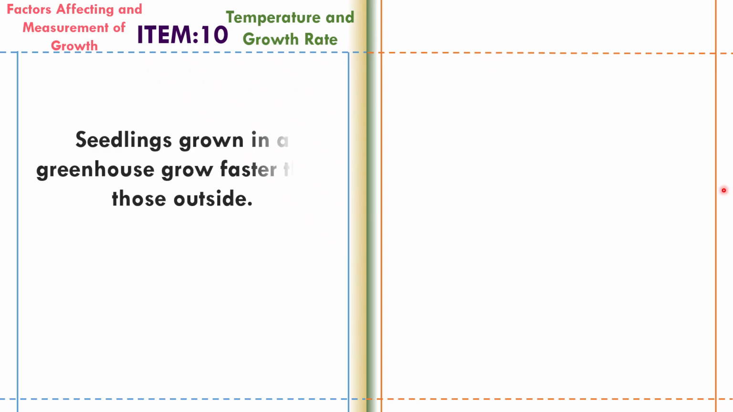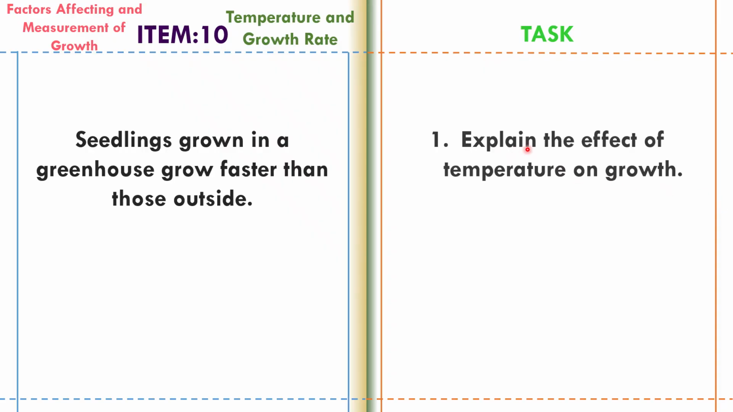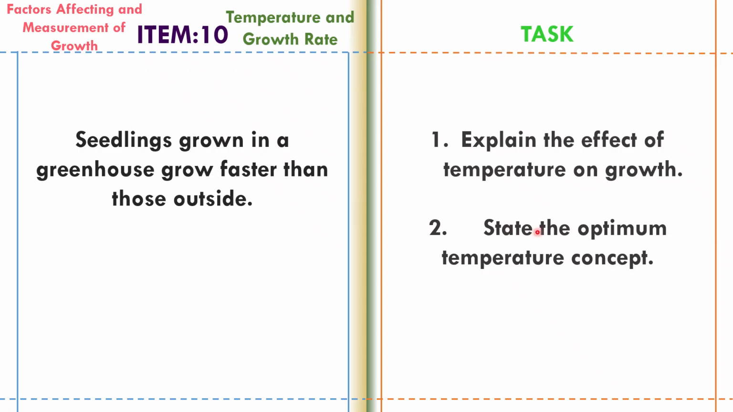Factors affecting and measurement of growth, item 10. Let's now look at temperature and growth rate. Seedlings grown in a greenhouse grow faster than those outside. Task: explain the effect of temperature on growth. State the optimal temperature concept.